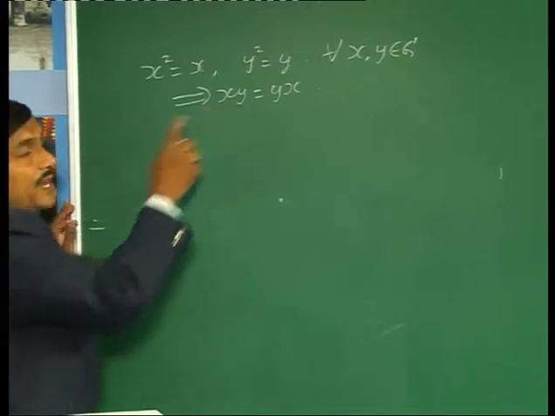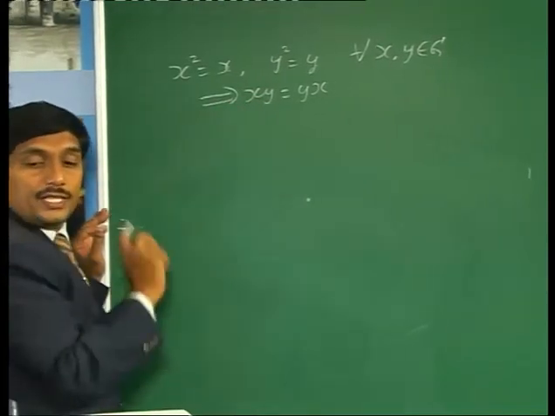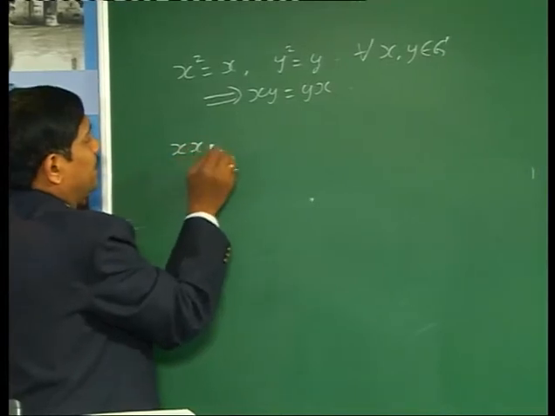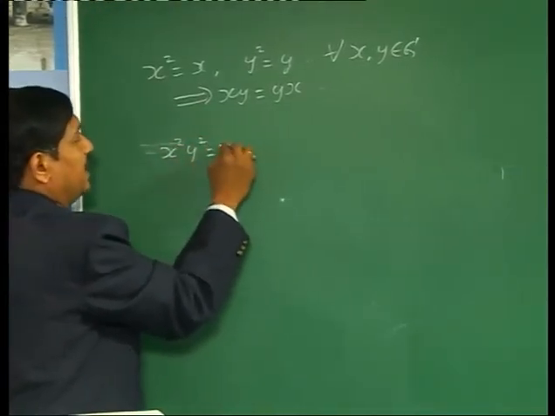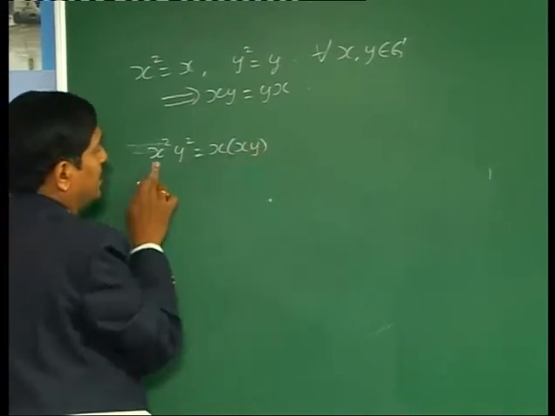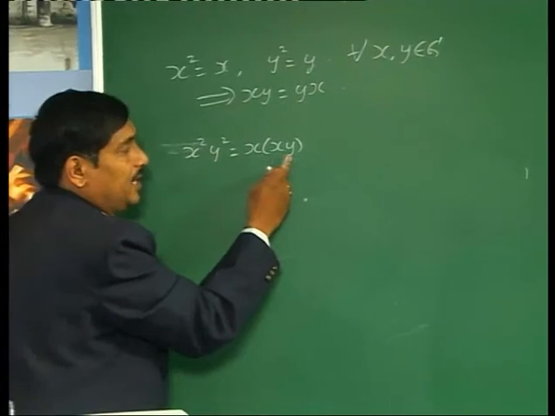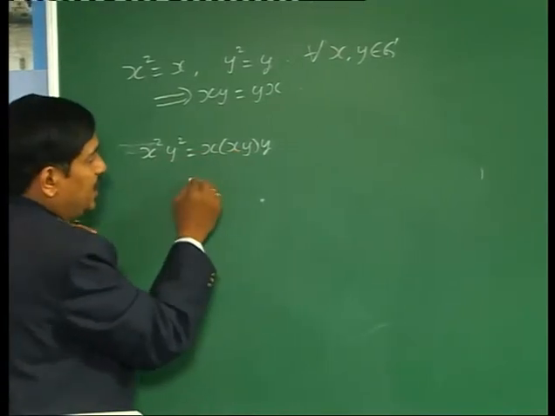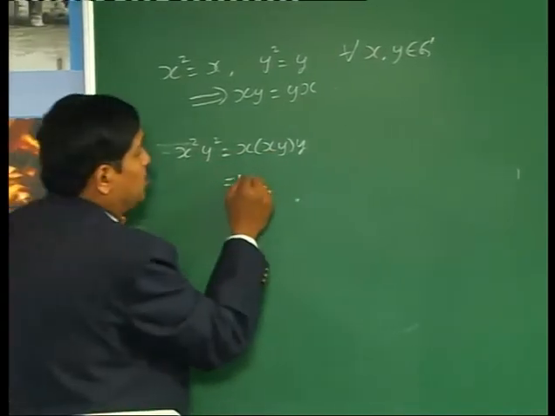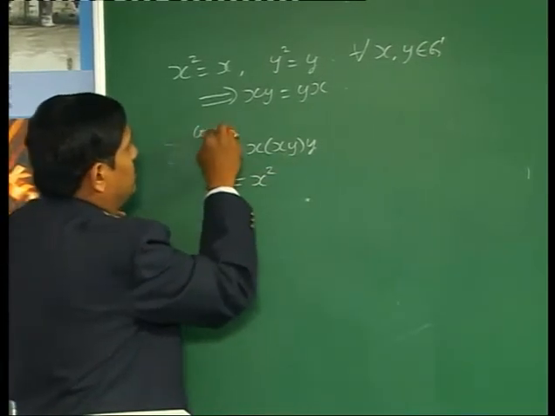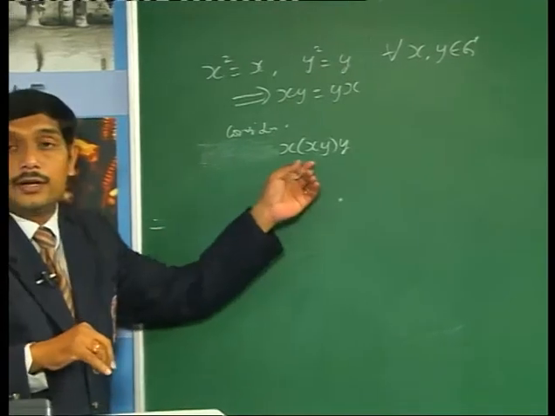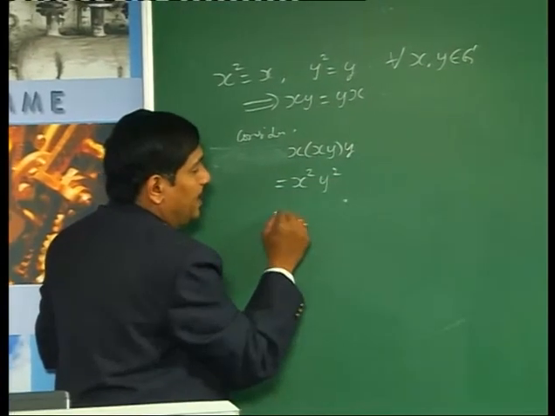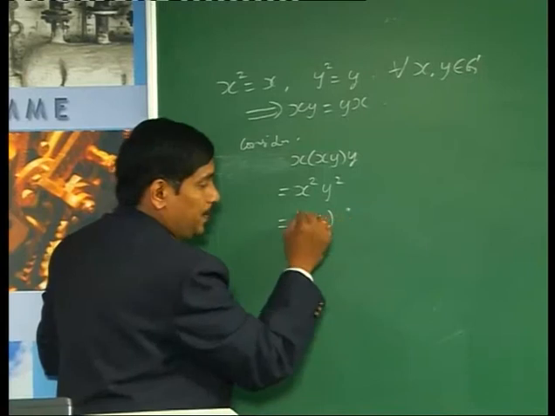Because it is abelian, we want to show xy is equal to yx. First we can start with x square times y square, which can be written as x times x times y times y, since x square is x times x and y square is y times y. Then this is the same as x times xy times y, which is the same as x square times y square. Then this is the same as xy the whole square.